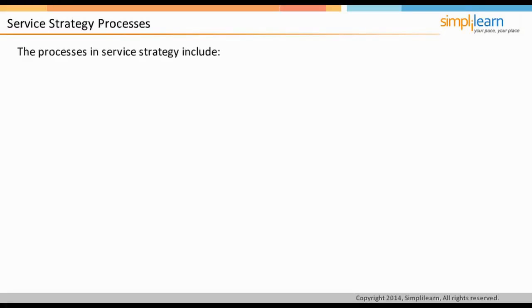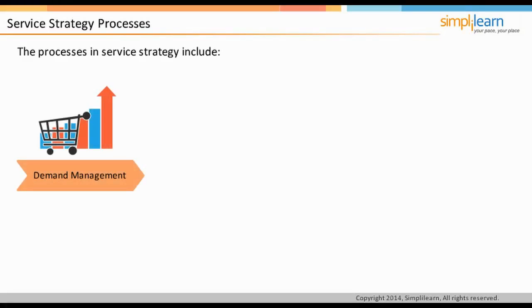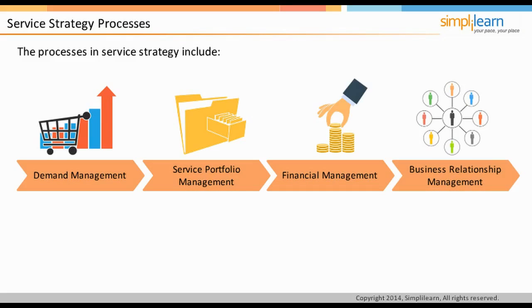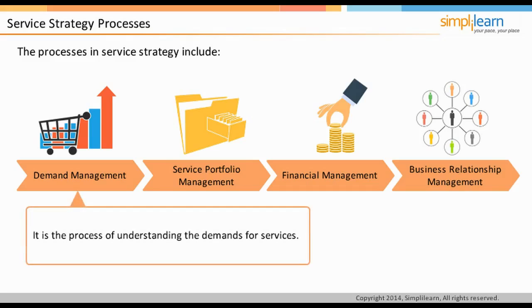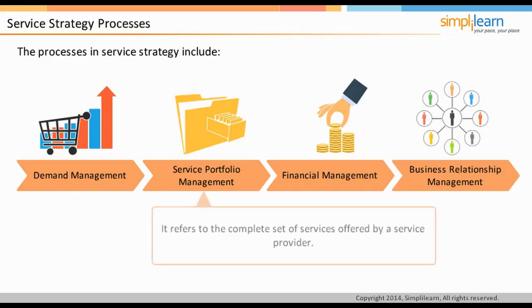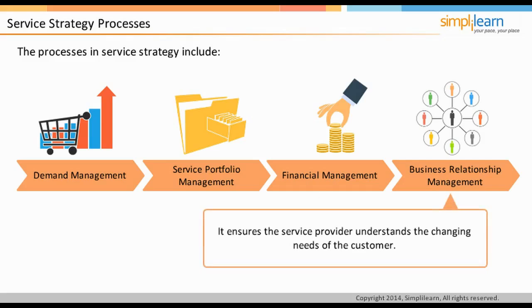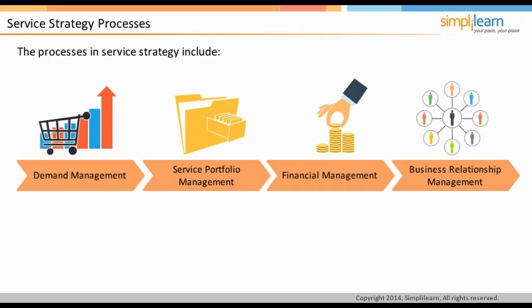The processes in service strategy include demand management, service portfolio management, financial management, and business relationship management. Demand management is the process of understanding the demands for services. Service portfolio management refers to the complete set of services offered by a service provider. Financial management provides an understanding of opportunities associated with services in financial terms. Business relationship management ensures that the service provider understands the changing needs of the customer. These processes are explained in detail later in this unit. Next, we will focus on different types of services.